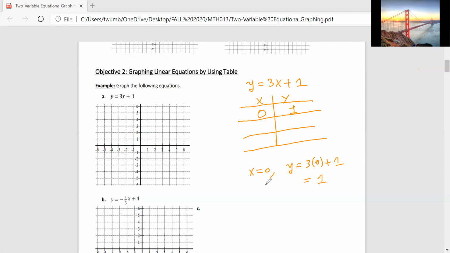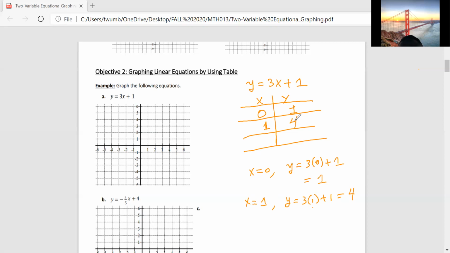I can also do, okay, x. What about if x is 1? It will be 3 times 1 plus 1. 3 times 1 is 3, plus 1 will be 4. So that will be 1 here for x, and that will be 4 here.